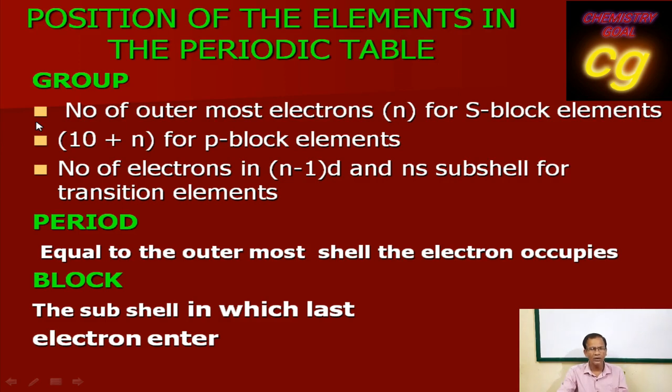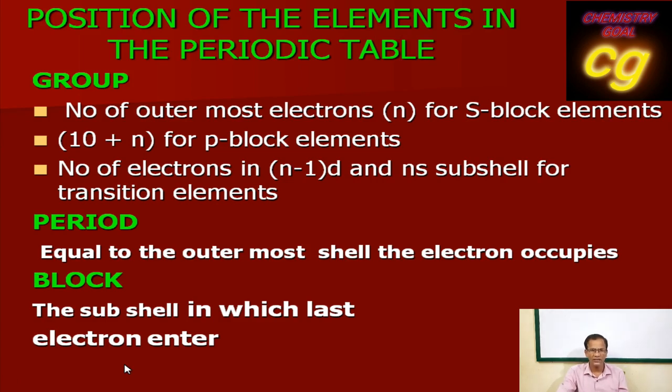Then for period, it is equal to the outermost shell the electron occupies. That means the shell in which the last electron enters is the period. It is very easy to know. Then block: the last electron goes to which subshell. If it is added in the S subshell, that is S block. If added in the P subshell, that is P block. If it goes to the D subshell, that is D block. So like this we have to follow the rules.